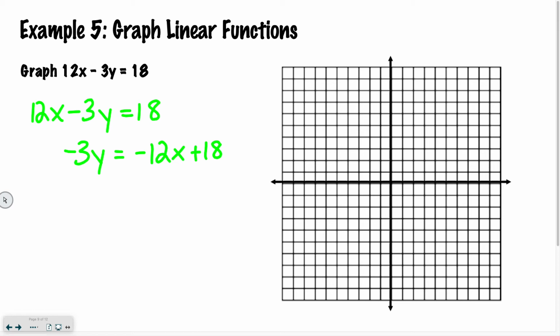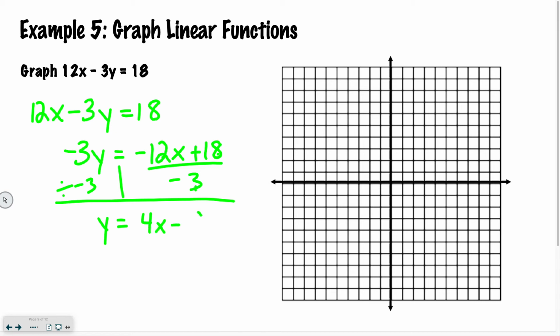And then I'm going to divide everything by negative 3. So y equals negative 12 divided by negative 3 is positive 4x. And then 18 divided by negative 3 is negative 6. Okay, so now that I have it in slope-intercept form, I can graph. I start with my y-intercept, which is negative 6. So 1, 2, 3, 4, 5, 6. Here's my y-intercept. And then I use my slope.